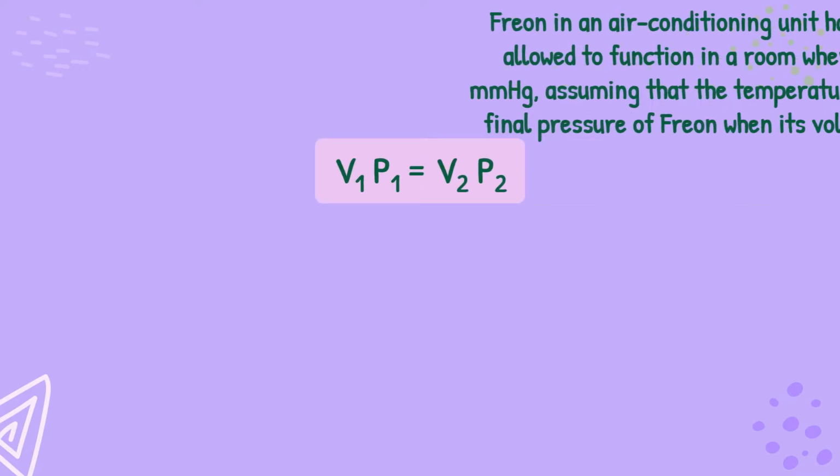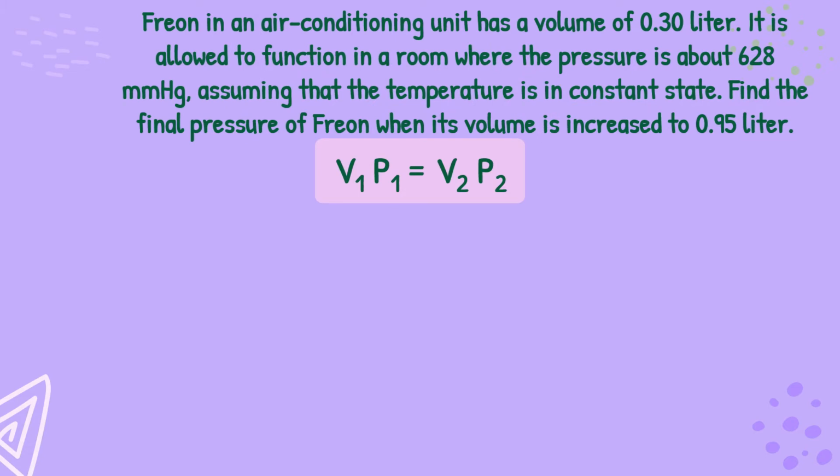So now let's start. Let's use the equation and the GRESA to solve this word problem. Freon in an air conditioning unit has a volume of 0.30 liter. It is allowed to function in a room where the pressure is about 628 mm of mercury. Assuming that the temperature is constant, find the final pressure of freon when its volume is increased to 0.95 liter.